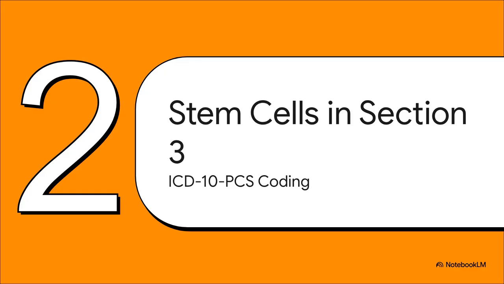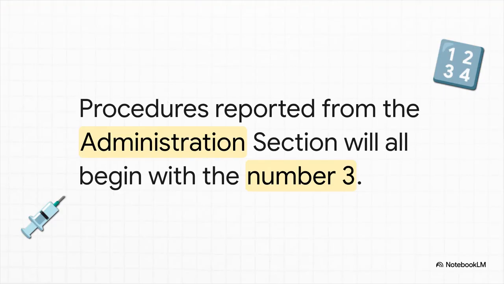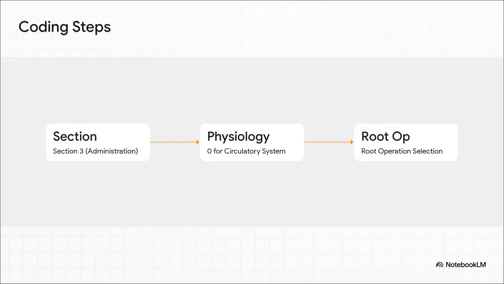All right, Section 2, stem cells in Section 3. Let's see how this all translates into actual procedural coding. We're going to focus on how to precisely code the administration of stem cells using the ICD-10-PCS manual. Whenever you're coding an administration, like putting in a therapeutic, diagnostic, or physiological substance, you are going to be working in Section 3. That very first character is always going to be a 3. Building that specific code requires absolute clinical precision.